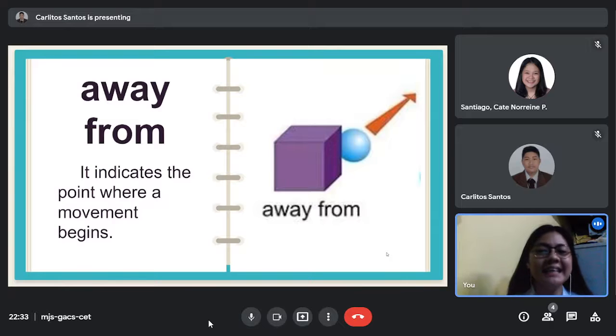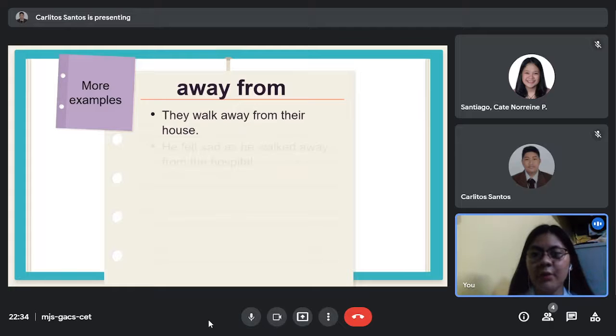Away from indicates the point where a movement begins. Again, away from means it indicates the point where a movement begins. We can see here in the picture that the ball is moving away from the box. Then let's also have different sample sentences of away from.